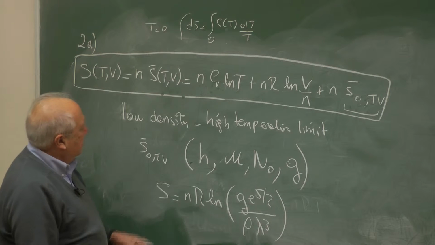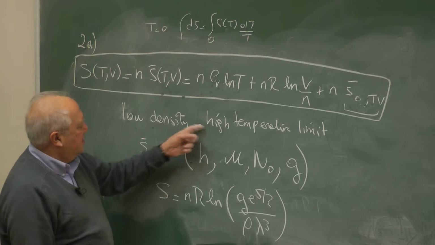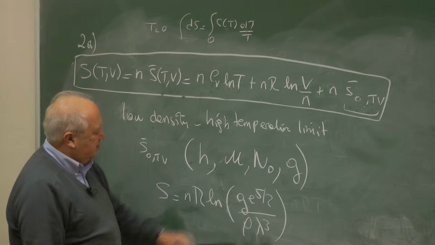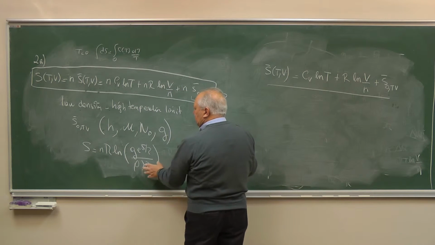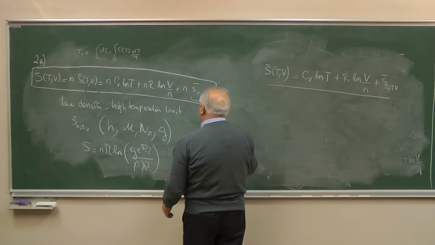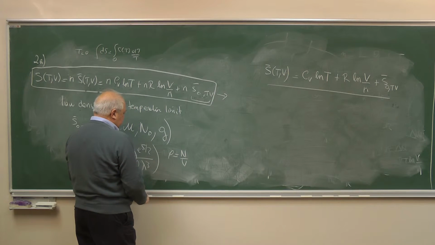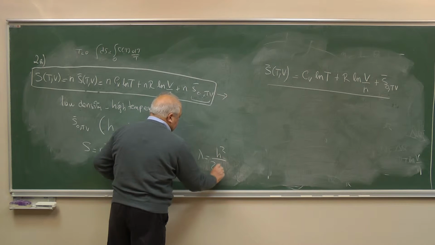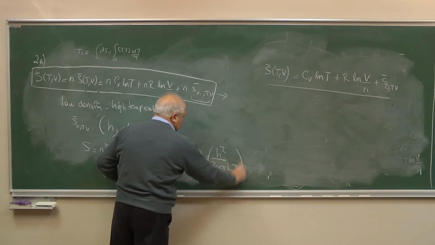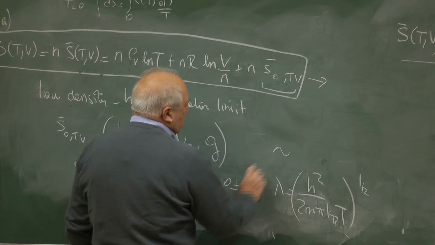This you can obtain: take any quantum gas, ideal gas, and look at the low density high temperature limit. It gives you that. So this we can call S0 TV, defined with those constants. Let me say what these things are. Rho is n over V, the number density, number per unit volume. And lambda cubed, lambda is the thermal wavelength, it tells you how well you can localize the particle.